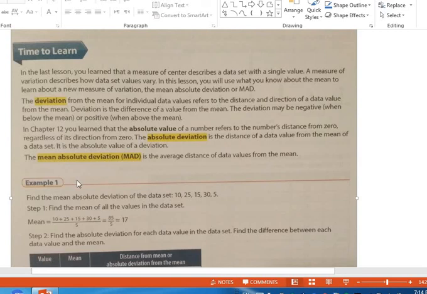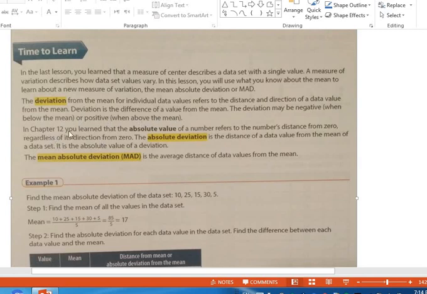So here, the deviation from the mean for individual data values refers to the distance and the direction of the data value from the mean. Deviation is the difference of a value from the mean. The deviation may be negative, as I told you in the example, when below the mean, or positive when above the mean.